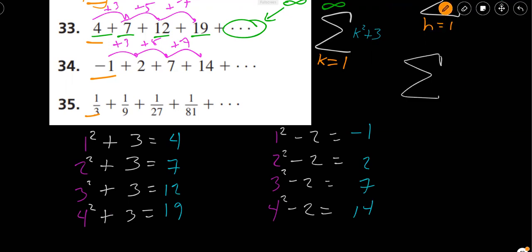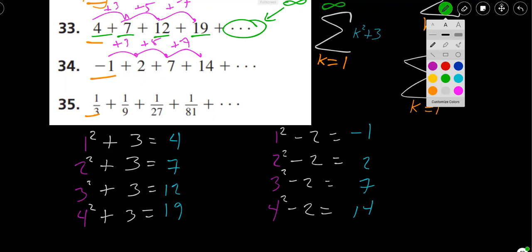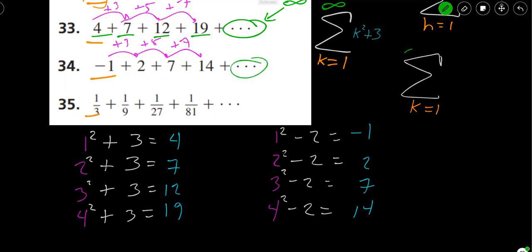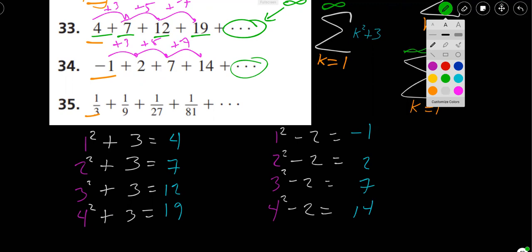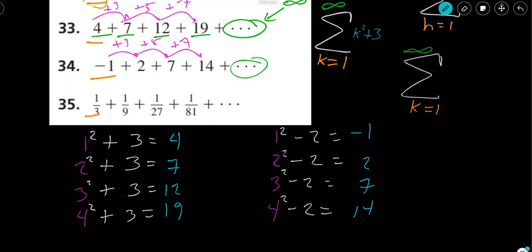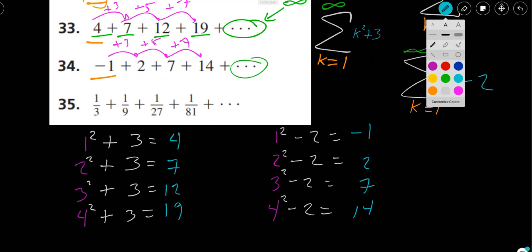So my pattern in this situation, I'm going to start at 1, and I'm going to go to, looks like infinity again. And my pattern is just going to be k squared minus 2. All right, the last one's real easy. It looks weird, but it's not that bad.